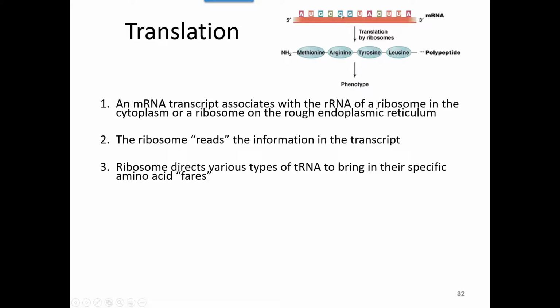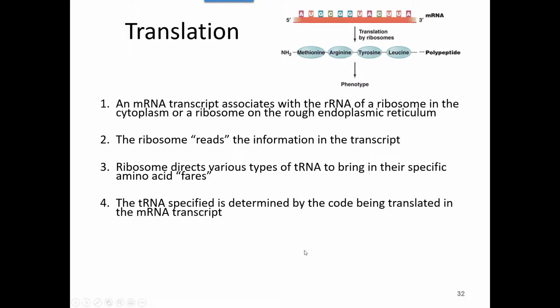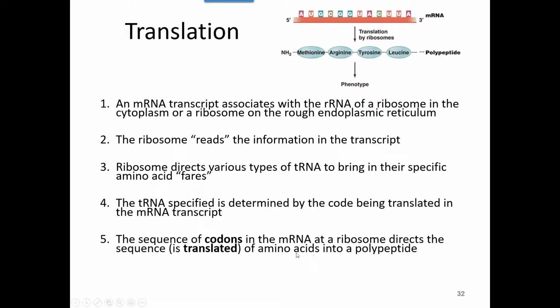So the sequence of codons, every 3 letters: I've got these 3 letters methionine, these 3 letters arginine, these next 3 letters tyrosine, next 3 letters leucine, and so on and so on for thousands of bases and thousands of amino acids long. We eventually are going to have this long chain of amino acids, which we call a polypeptide. When we take that polypeptide and shape it correctly, that's when we get a protein.